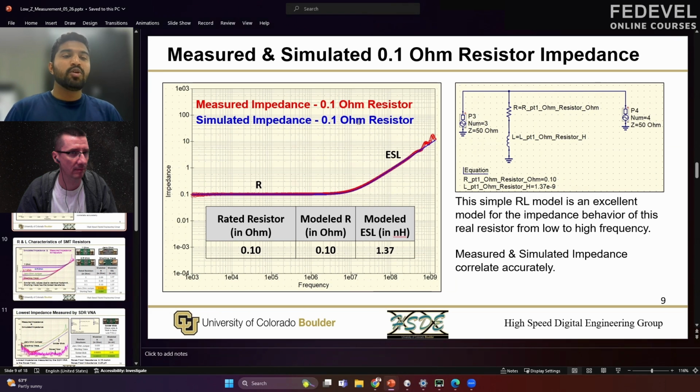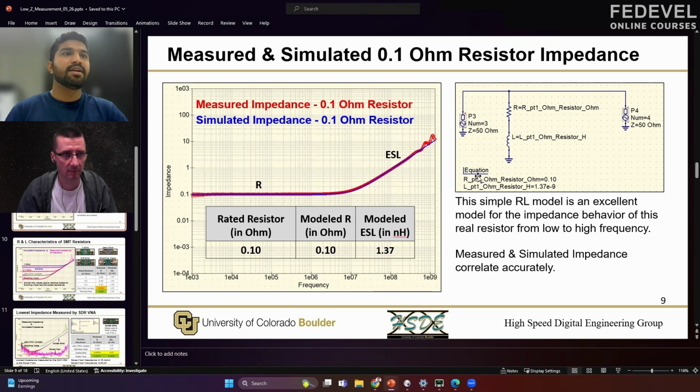Now, what does simulated or hacked impedance profile mean? When we have the measured data, we need to find the exact values of the resistance and the ESL, the equivalent series inductance, of that real resistor component. To get those values, we simulate the measured data, or hack the data.